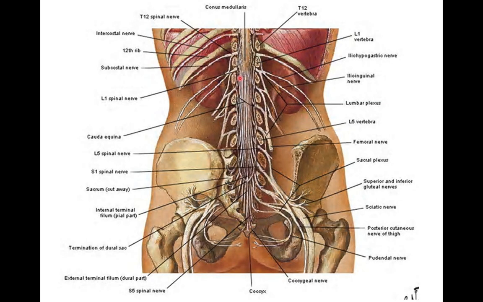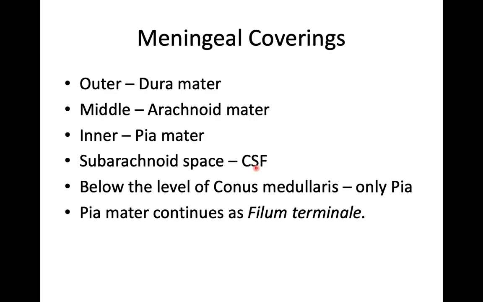Here you can see this conical ending part of the spinal cord, known as the conus medullaris. From this end of the conus medullaris, a thin filament of the pia mater moves straight downwards till the tip of the coccyx. This is called the filum terminale. I'll show better pictures later, don't worry.